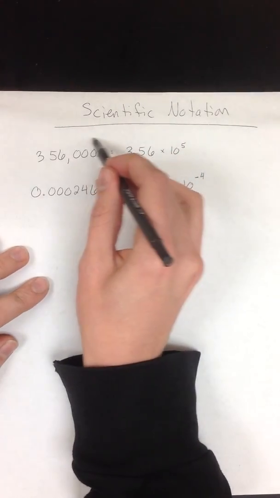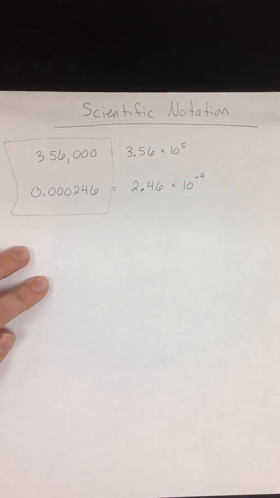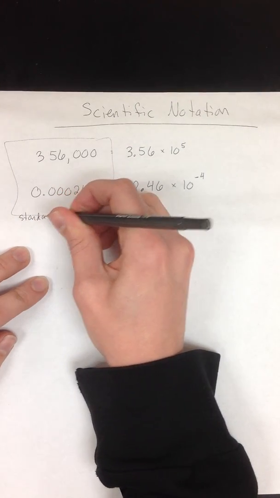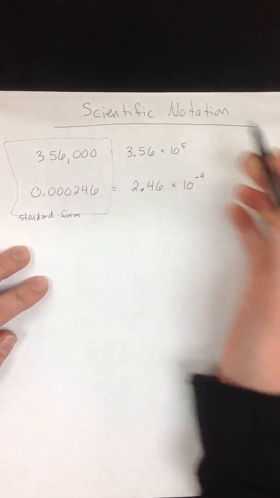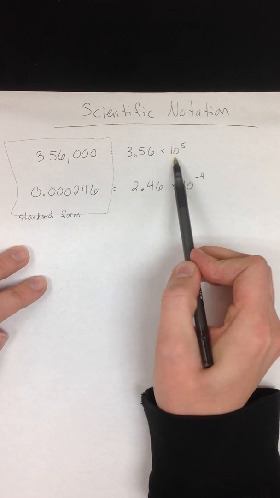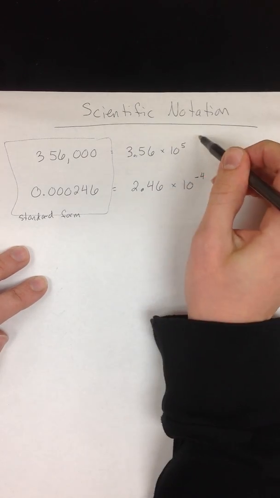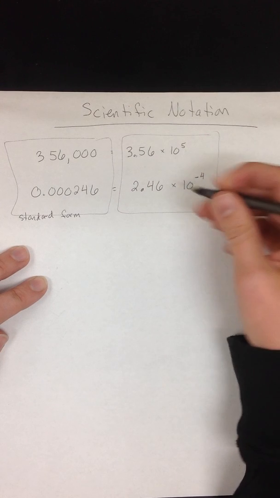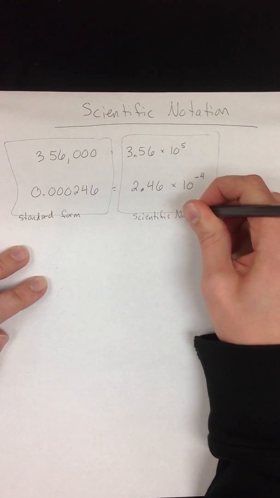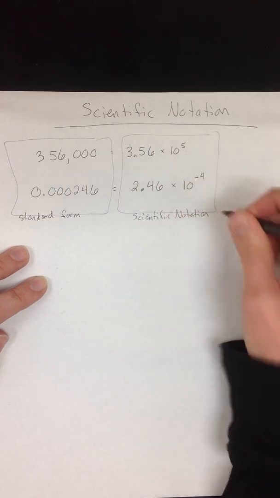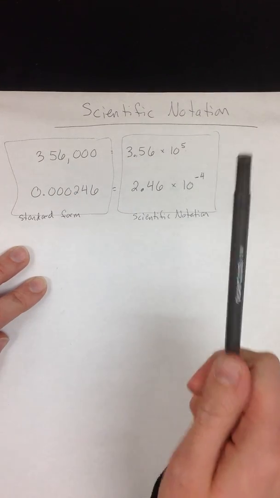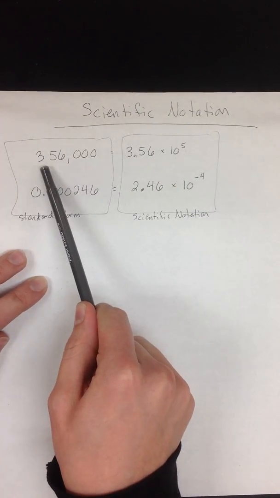Some background information: if you have just a regular number, either really big or really small, we call that standard form. And when you have a number that has a decimal location in it, times 10 to the power of some number, these are written in scientific notation. These notes will focus on how to go from this version into this version, and if I give you this version, how to go back into this version.